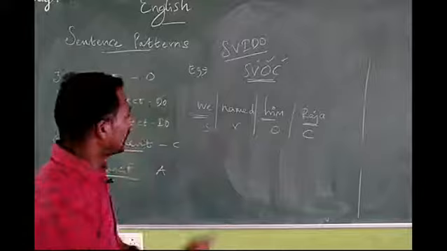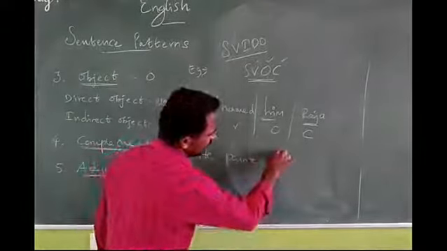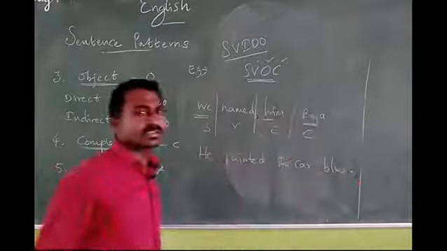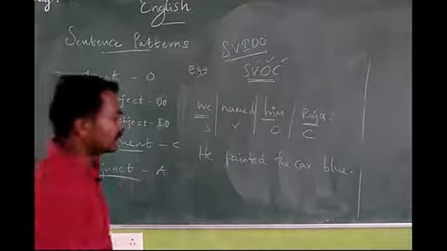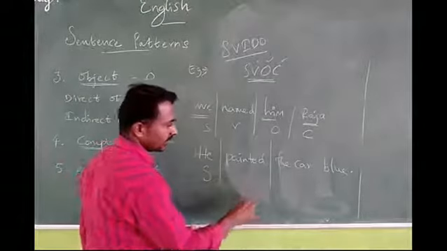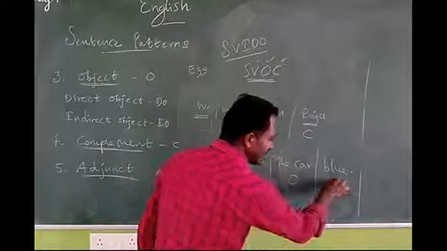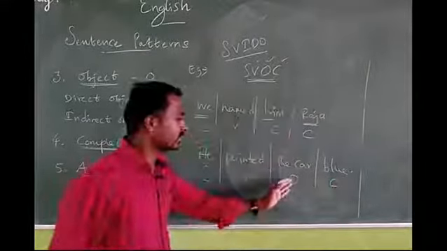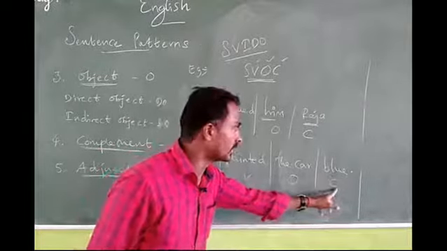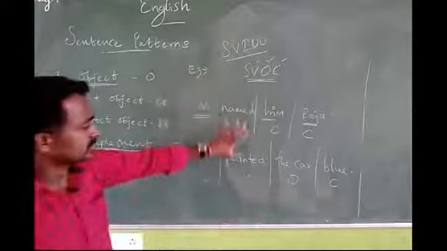S V O C pattern. And also, he painted the car blue. Color is also a complement. Here also, he is the subject, painted is the verb, and car, what is the car? Object, and the color is also a complement. A certain object has a certain complement, like that color also. So S V O C pattern. These types of sentences they will ask.